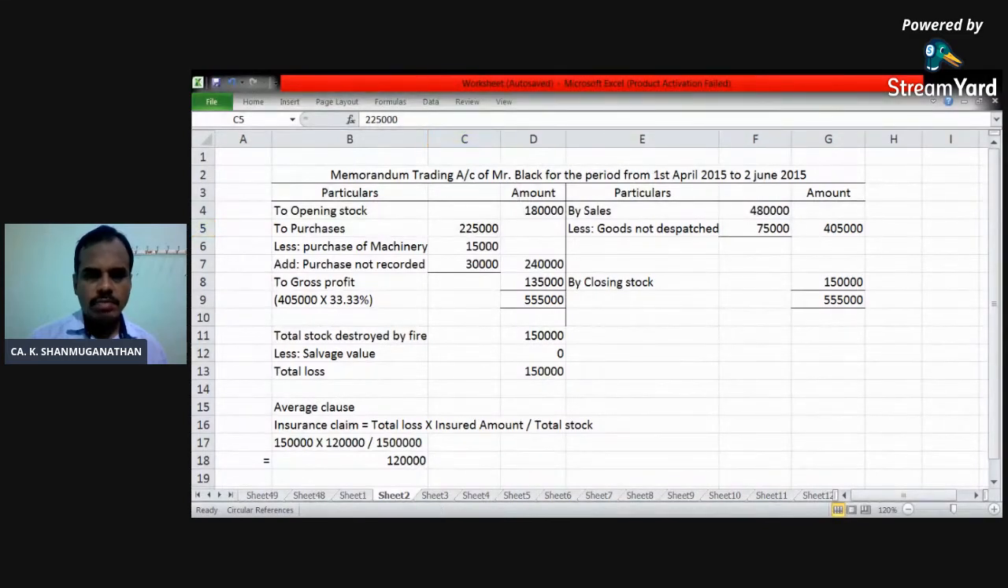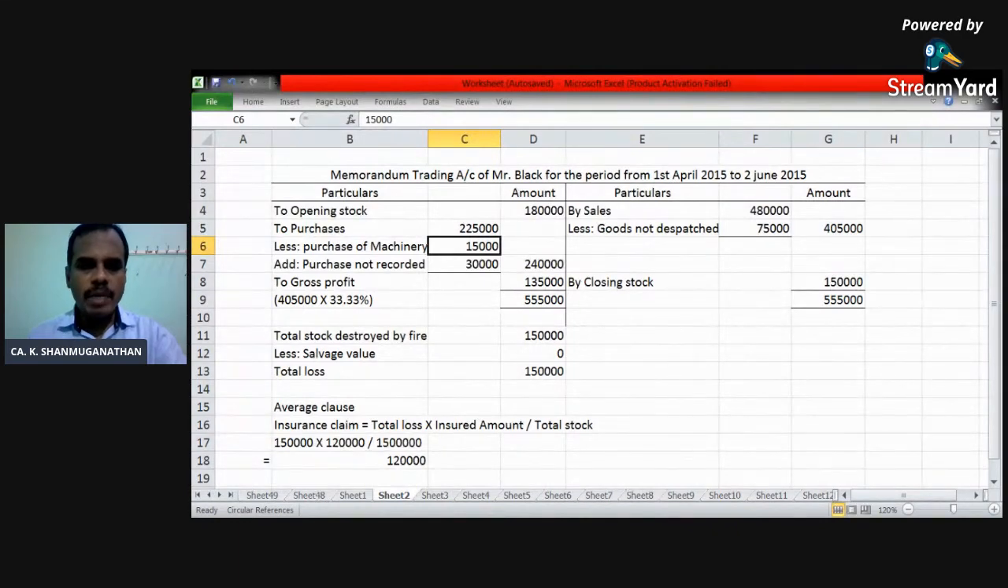Refer to the question. I am reading from the last but one: purchases from 1/4/2015 to 2/6/2015. The last two items in the question table indicate the details related to the memorandum trading account, from 1/4/2015 to 2/6/2015. That amount is 2,25,000, so let's take that 2,25,000. We have to make a couple of adjustments. First, reduce the purchase of machinery. Purchase of machinery is not your business purchase, so we deduct it.